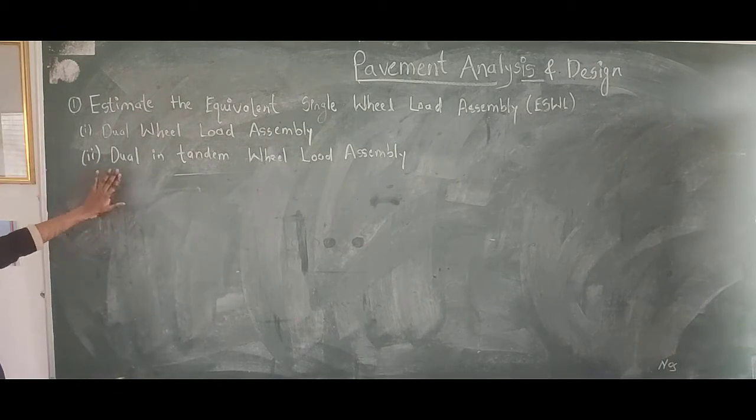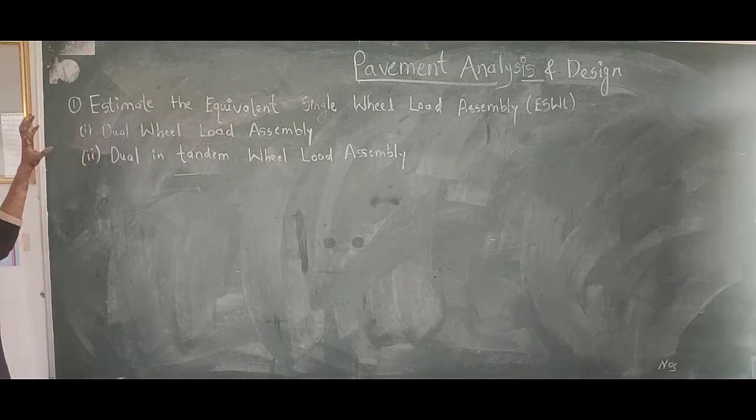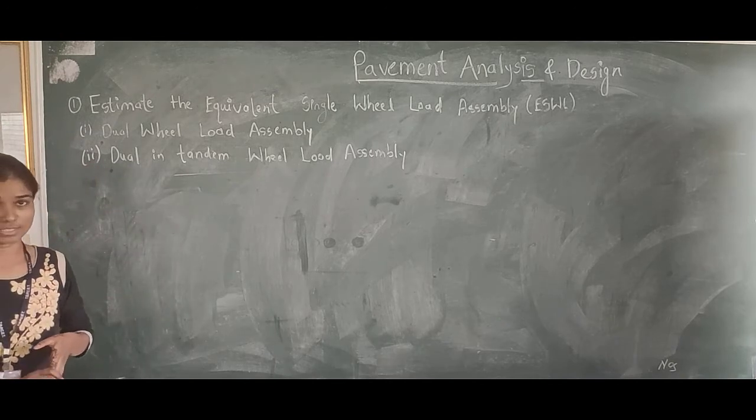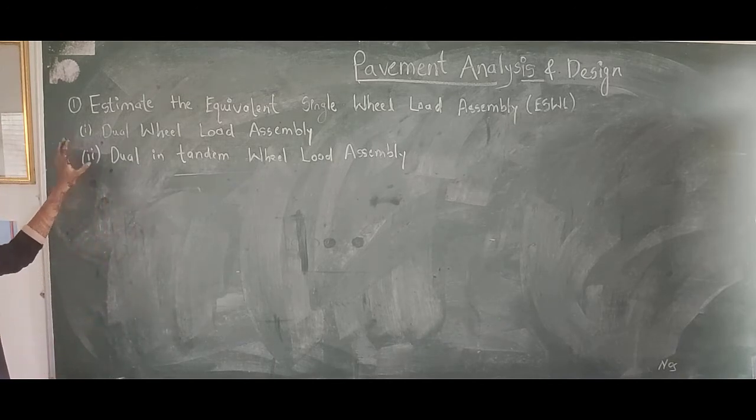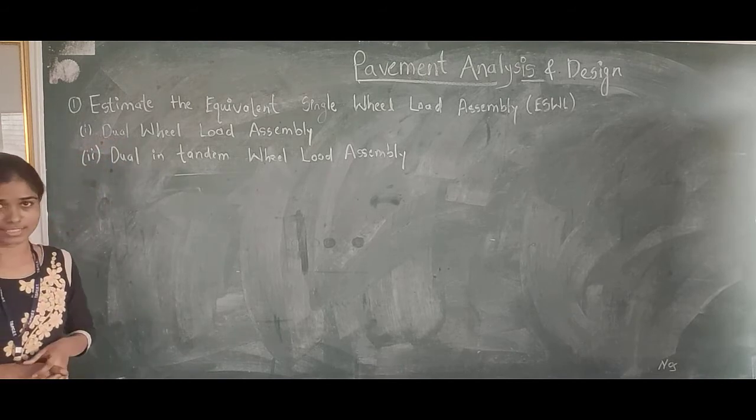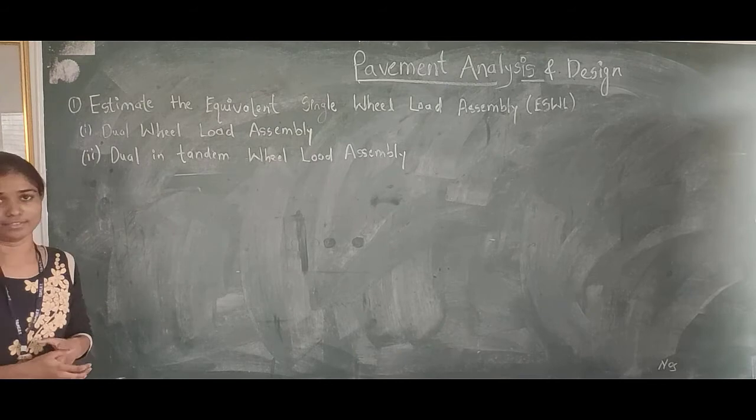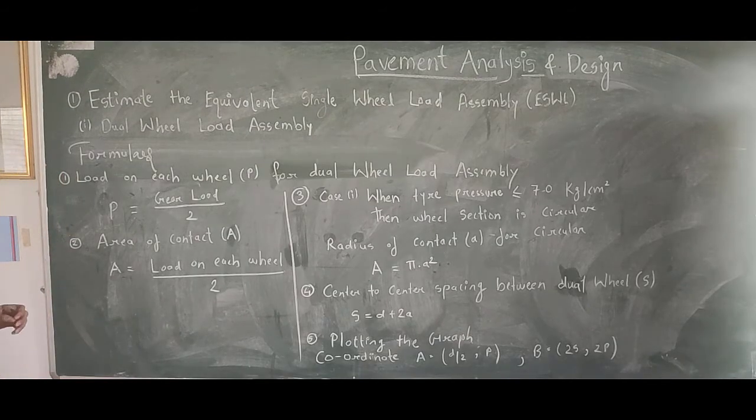So basically in this topic we are going to deal with two types of numerical. First is the dual wheel load assembly and another one is the dual in tandem wheel load assembly. So in this lecture we are going to discuss the dual wheel load assembly. So first we will discuss the formulas and then we will go for the numerical. Okay. So we will discuss formulas for dual wheel load assembly.